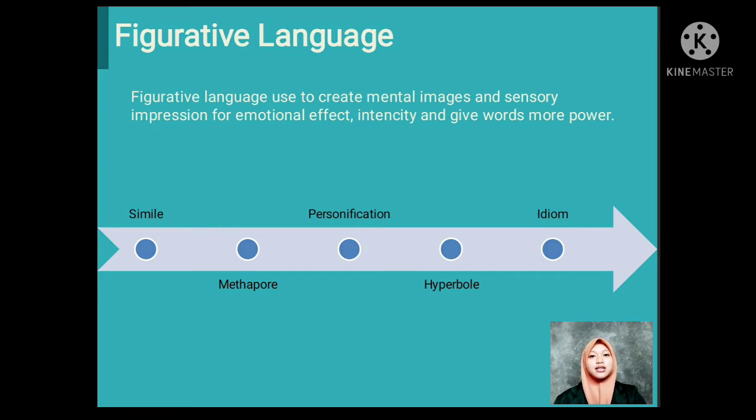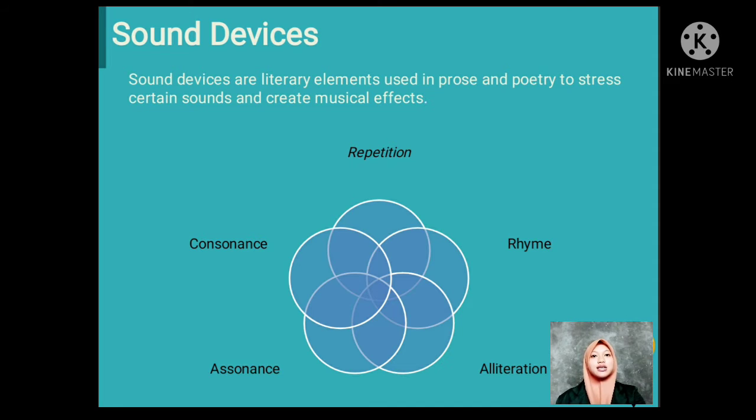Next is idiom. Idioms are phrases people use in everyday language which do not make sense literally, but the meaning is understood. For example, better late than never, and etc. The second is sound devices. Sound devices are literary elements used in prose and poetry to stress certain sounds and create musical effects.